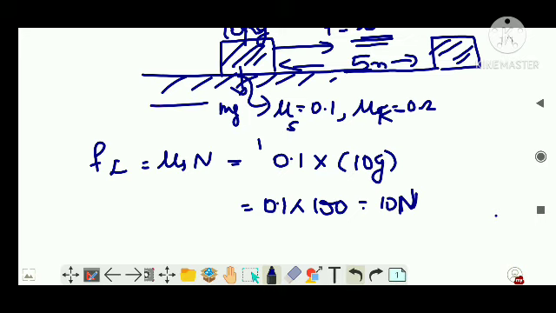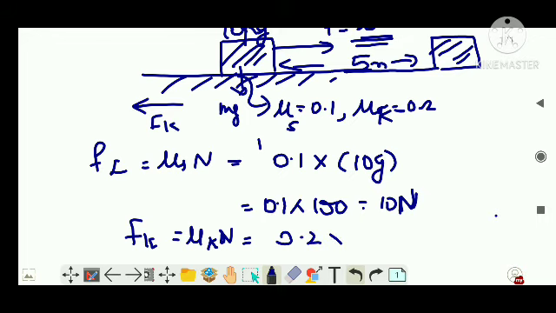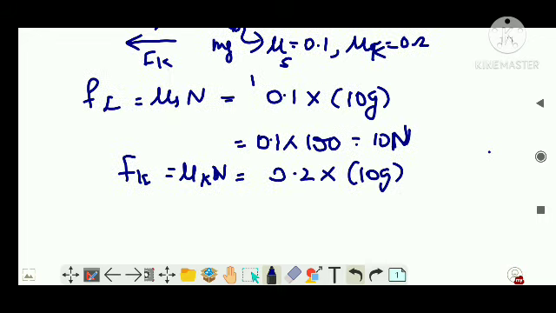Now motion is in this direction, so the limiting friction is just 10 Newton, whereas in the forward direction it is 50 Newton. So will the object move or not? Yes, the object will be moving. So it is not the static friction which is going to act, but the kinetic friction. The work done by kinetic friction is mu k into N. What is mu k? 0.2. N is 10g, so you can write it as 20 Newton.